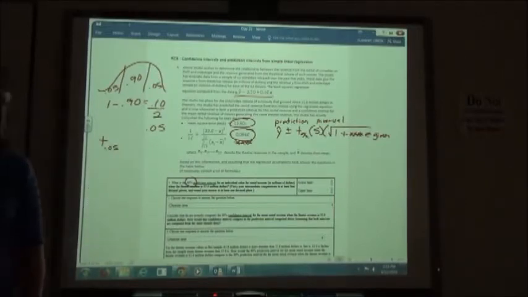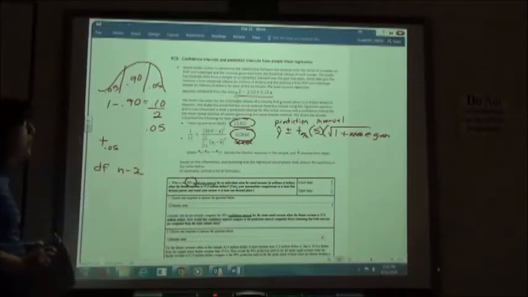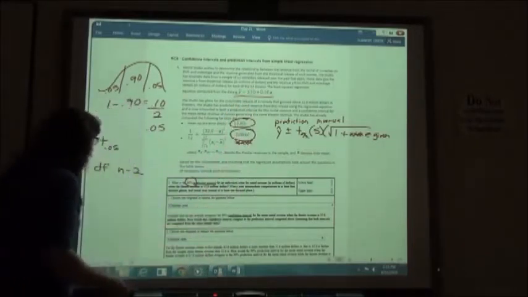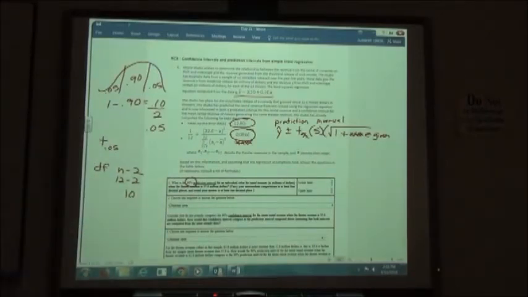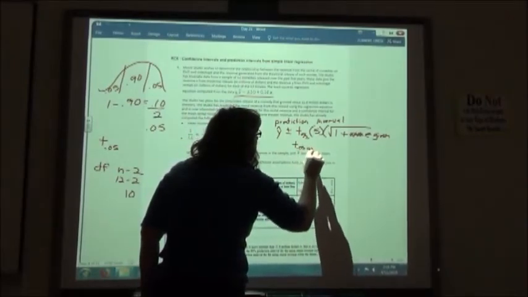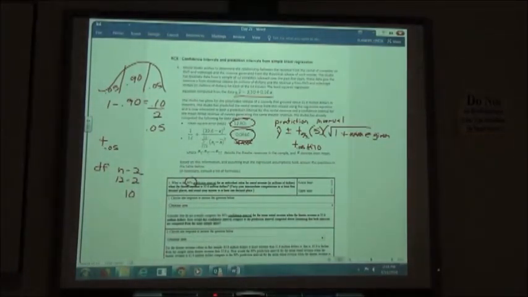Now we know that on our t value, we also have to do the degrees of freedom. The degrees of freedom on these problems are going to be n minus 2. N, how many comedies in this case? How many movies did we do? We did 12. So 12 minus 2 means we're going to have 10 degrees of freedom. So when we put that in here for the t sub, we're going to have t sub 0.05 with a degree of freedom of 10 is what we want to use. So we've got to do our prediction interval for a 90% confidence interval.